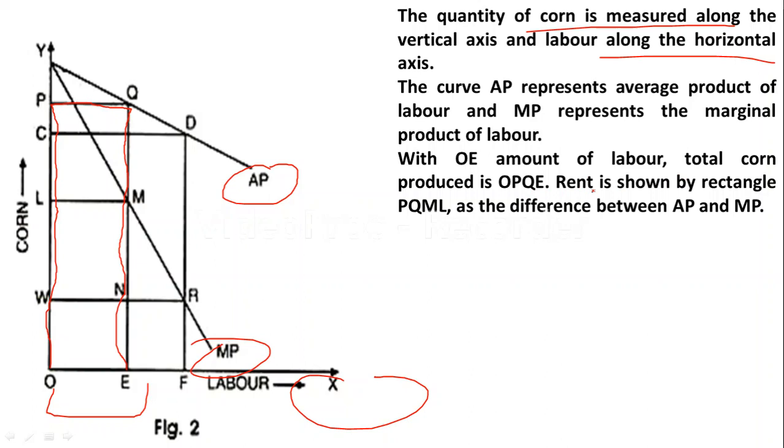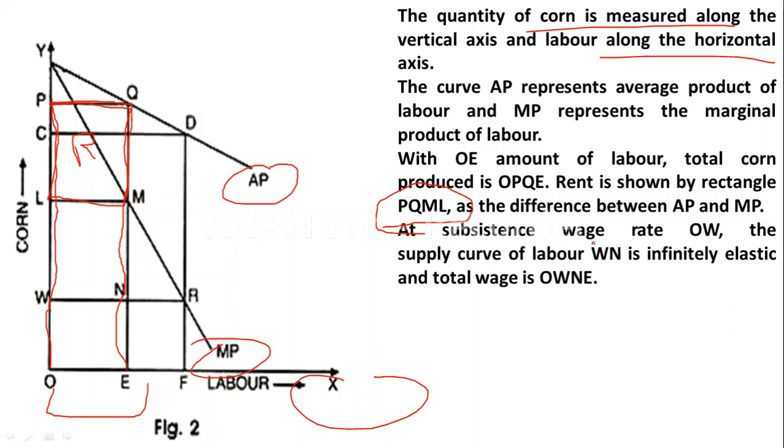And rent is shown by the rectangle PQML. Yes, this is the area of rent, which is given to the land. Rent is the difference between AP and MP. And the subsistence wage rate is OW. So this is the subsistence level of wages.